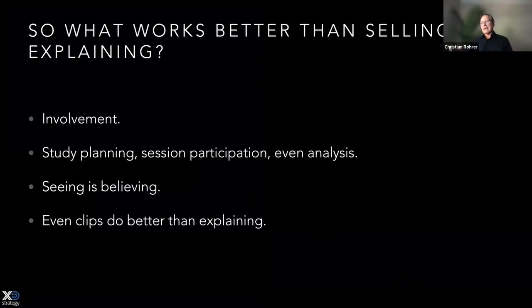So what works better than selling or explaining all this to stakeholders? Because we're getting into the meat of things that we all care about, but how about an executive? I don't think them understanding the nature of qualitative validity is going to help them. What does help external stakeholders and executives is involvement. And that could be in the planning process, in the session, being actually there with people, or even the analysis. Doing group analysis is something that makes a difference, because when executives can see something themselves, it's much more likely to be believed and acted upon.